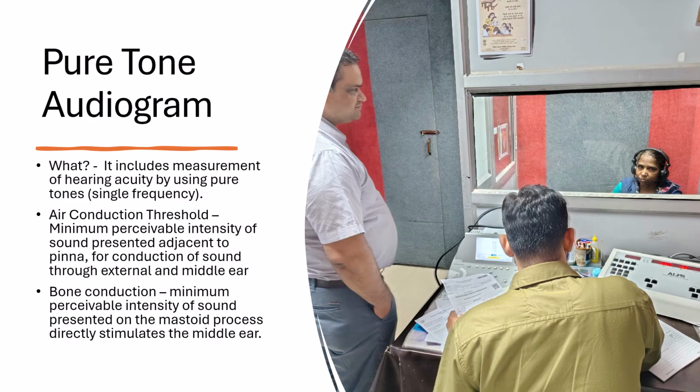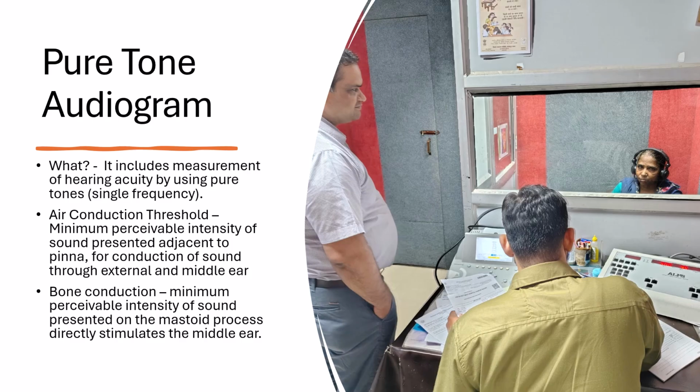PTA is the gold standard of hearing evaluation. We test hearing using pure tones, which are single frequency sounds. There are two parts: air conduction, wherein sound is presented near the ear canal to assess the entire hearing pathway, and bone conduction, wherein sound is sent via a vibrator placed on the mastoid process to bypass the outer and middle ear and directly stimulate the cochlea.